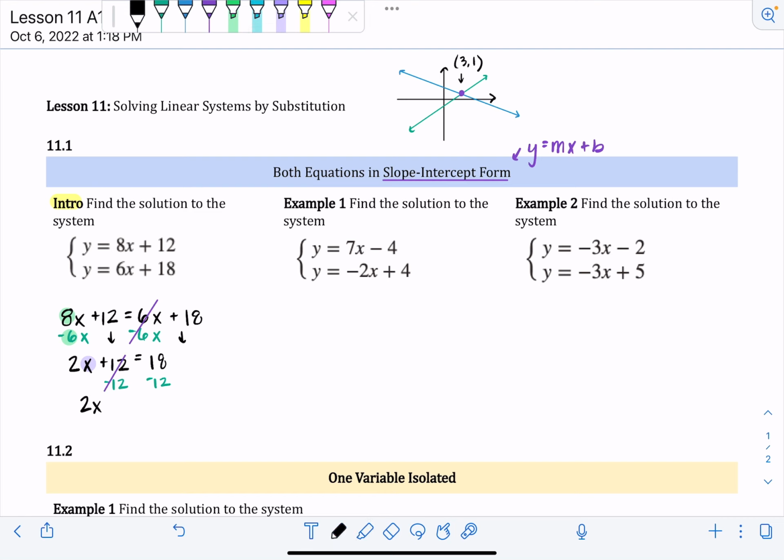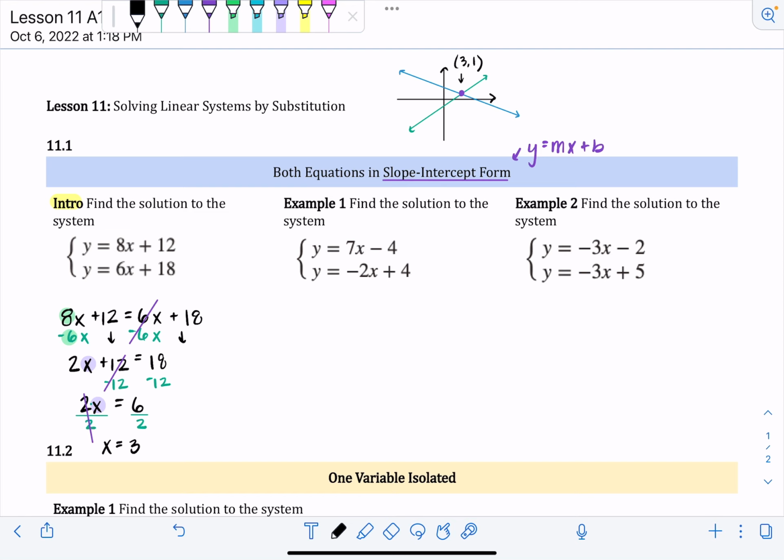And then I need to remember to bring down my equal sign. And then 18 minus 12 is 6. And then still same goal, try to get x by itself. Now the 2 is being multiplied by the x, so I would have to divide both sides by 2 to undo the 2 that's being multiplied. Once I do that, I'm left with just a 1x, but we don't have to write the 1 in front, and then 6 divided by 2 is 3.